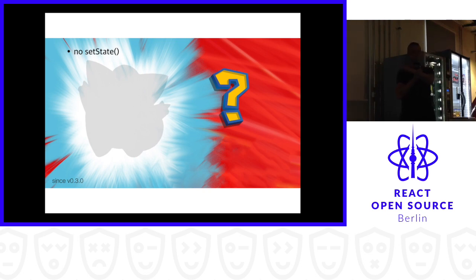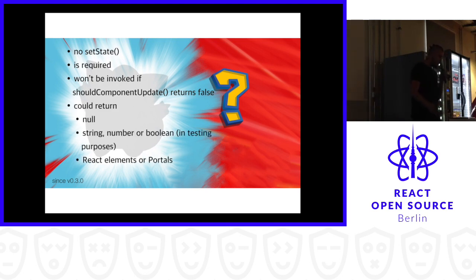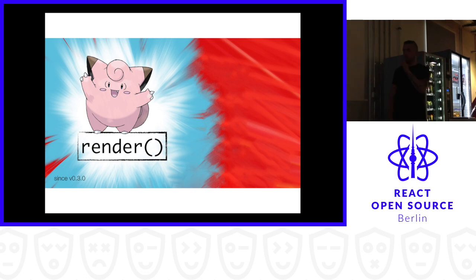This is different. No setState inside. You cannot set state inside this component. It is required, the only required method in the lifecycle methods. Won't be invoked if shouldComponentUpdate returns false. It could return null, string, number, boolean, React element, or portals, and yes, it's render.